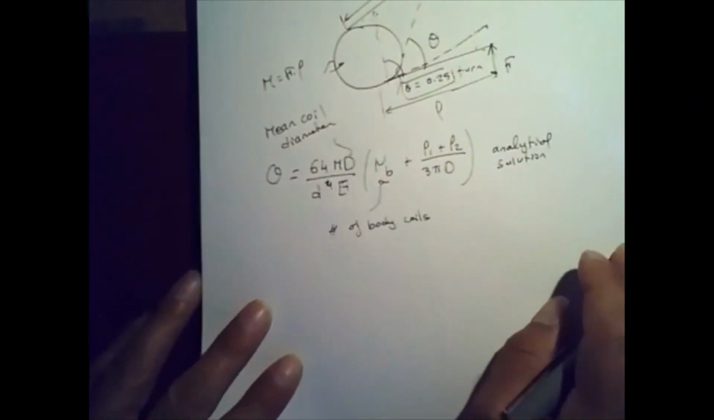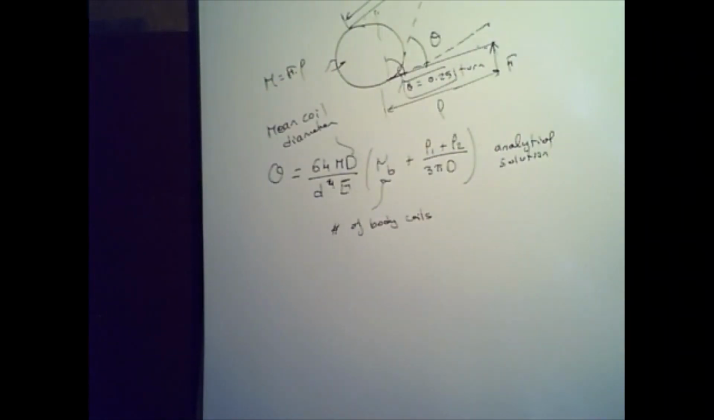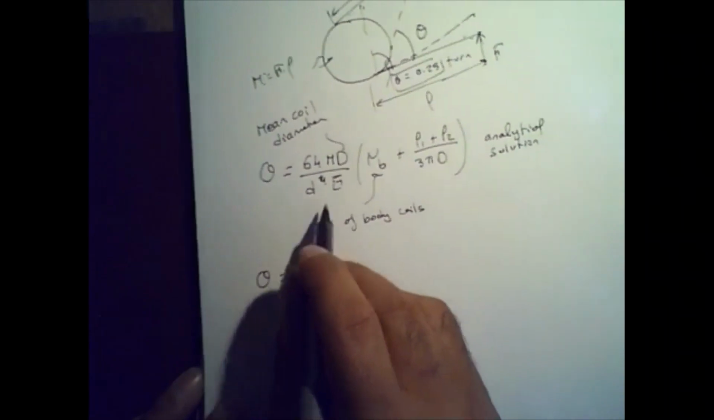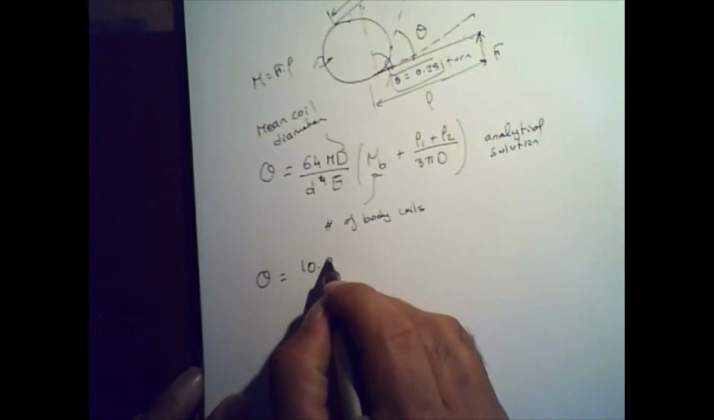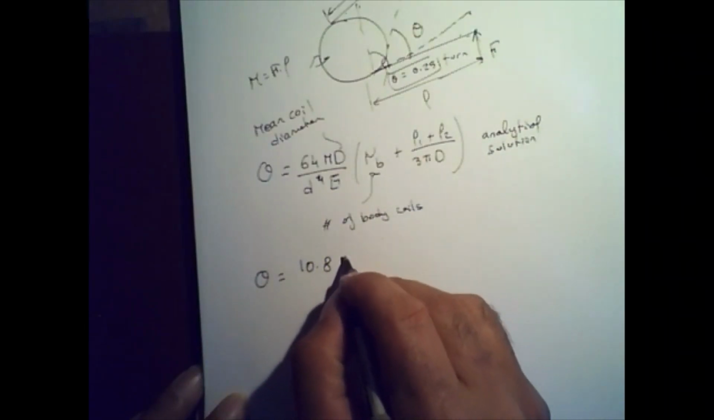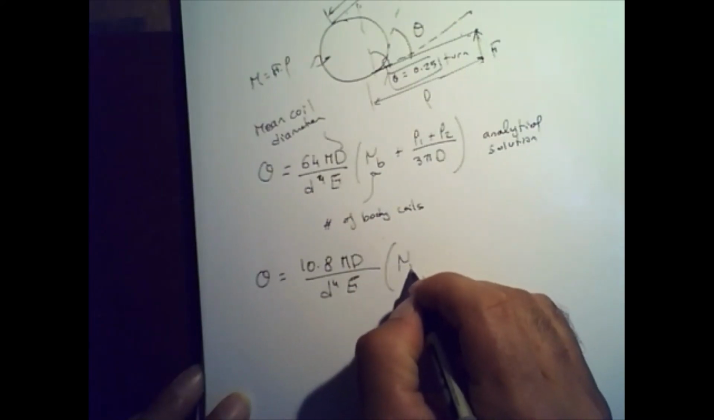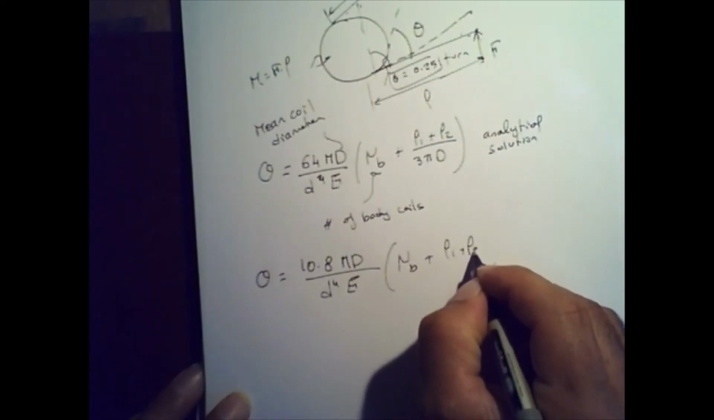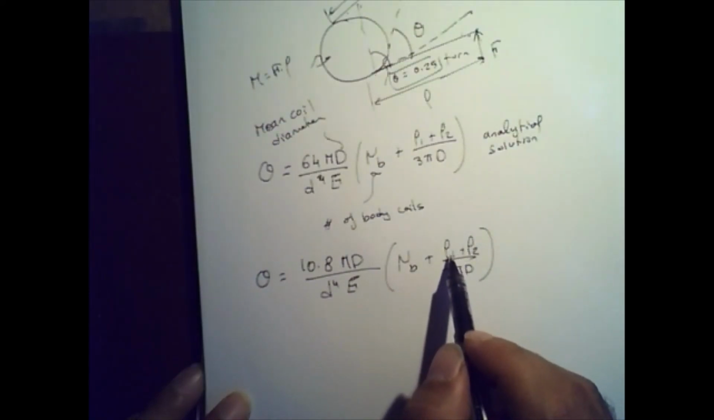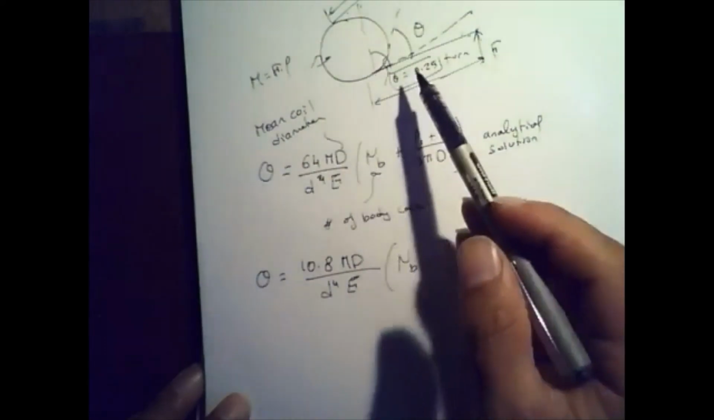So you're not going to use this; it is not a very accurate solution. You're going to use the empirical solution, and instead of 64, you're going to replace it by 10.8. So not 64, it is almost 6 times less. So theta equals 10.8 M D over d^4 E, times NB plus L1 plus L2 over 3 pi D. Again, L1 and L2 are taking into effect the deflection of the legs.